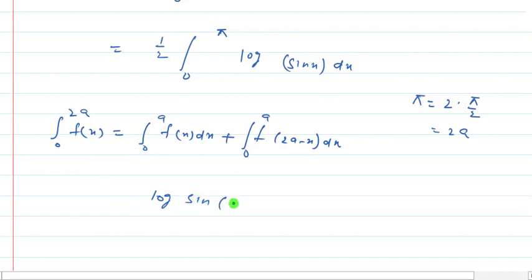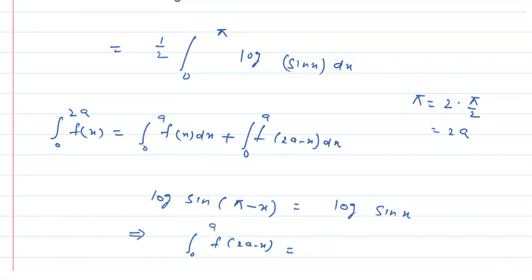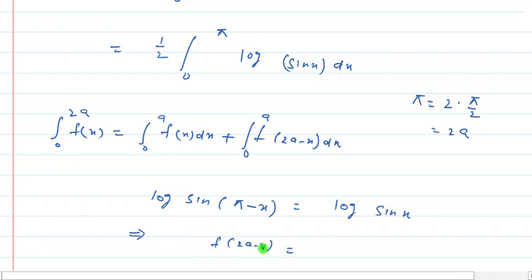Log sin(pi minus x), we are using 2a minus x. So what are we getting? Sine 180 minus theta is in the second quadrant, and in the second quadrant sine is positive. So we are getting log sin x again. So what are we getting? It implies f(2a minus x), in fact we should write only f(2a minus x), there is no need to take integration sign and limit. So we are getting f(2a minus x) is f(x).